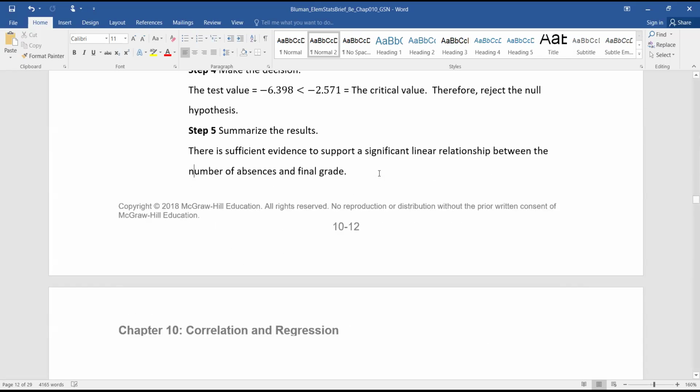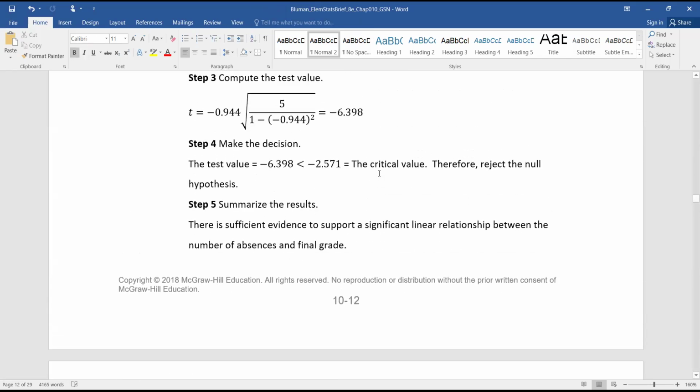We will then compute the test value. So we would plug in our R times the square root of our degrees of freedom divided by 1 minus R squared, and we get this negative 6.398. Since this value is less than the negative 2.571, which was the critical value, we would therefore reject the null hypothesis, stating that there is a correlation.